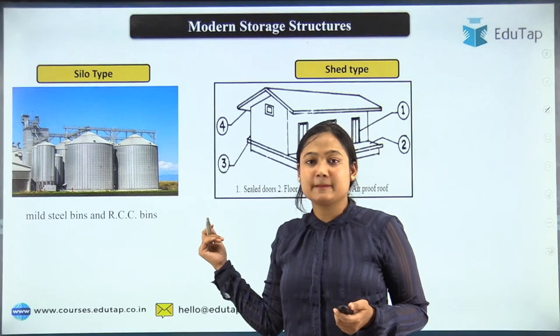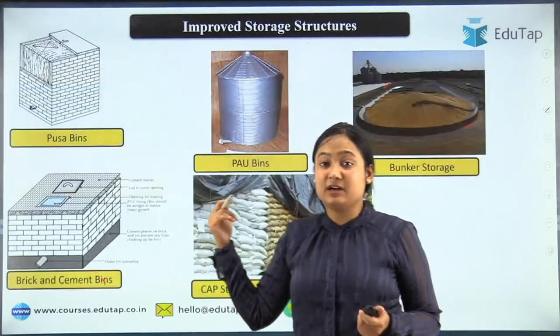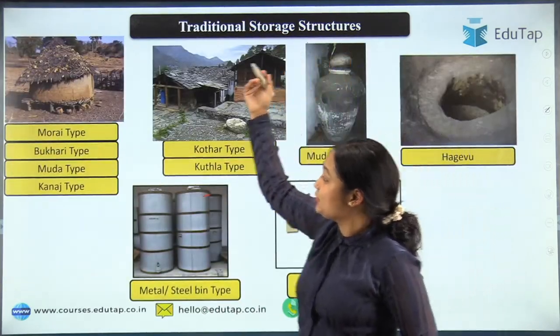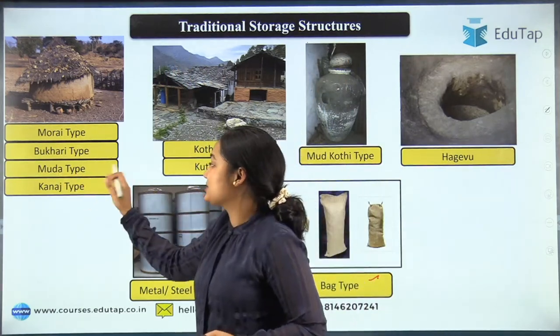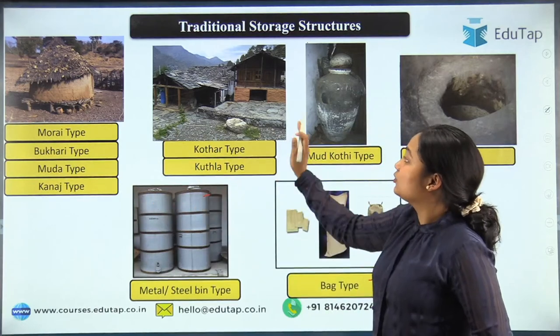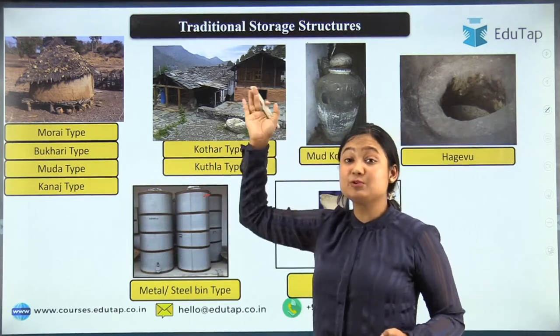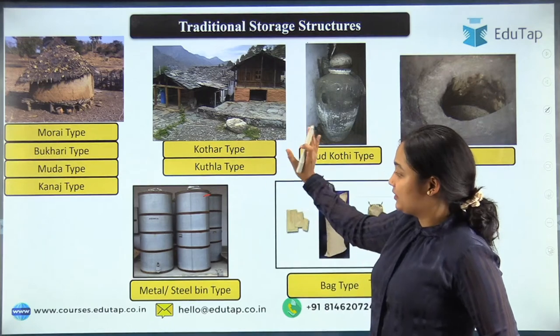Traditional structures you can find anywhere. Suppose we are talking about Muda, these were found in Bihar. The Kanch type we are talking about is in Maharashtra, Karnataka. The Kothar type can also be found in Uttarakhand. The Kathula type is in UP, Bihar again.